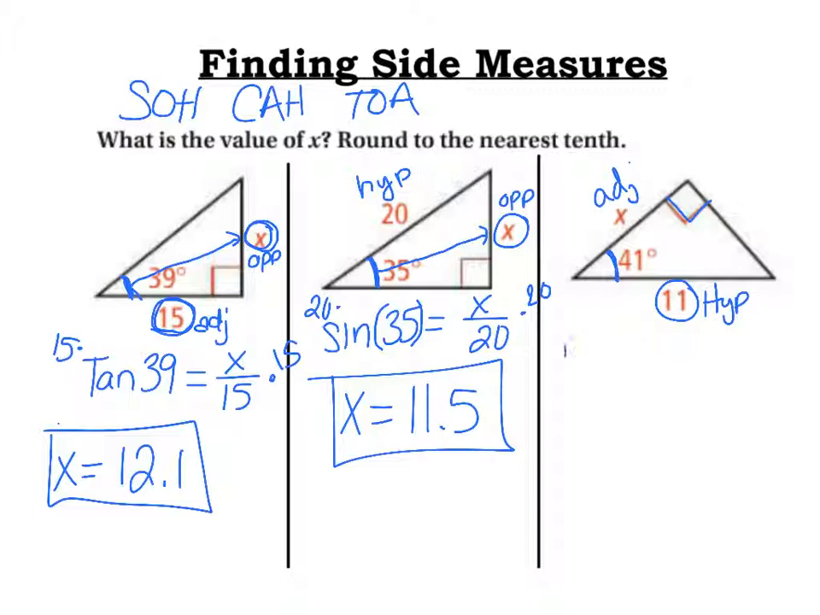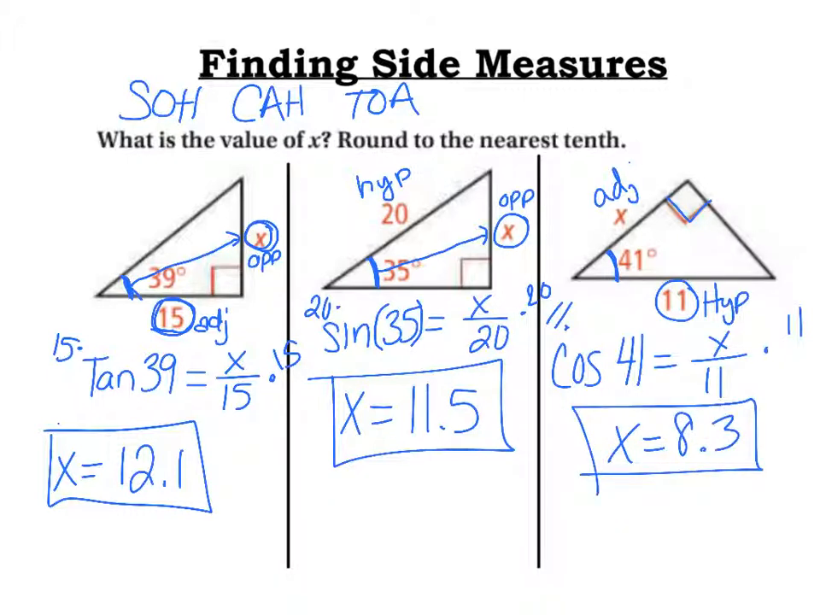I set up my formula. Cosine of 41 is equal to adjacent over hypotenuse. Multiply by 11 on both sides, and in my calculator, 11 times the cosine of 41, and I have x equals 8.3. So I tried one of each type there.